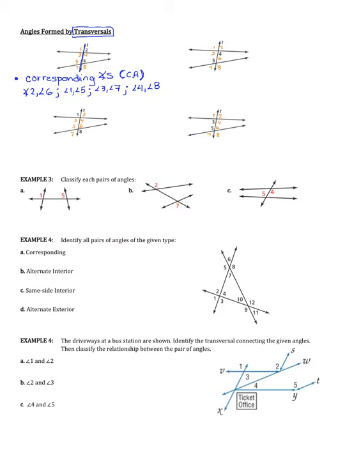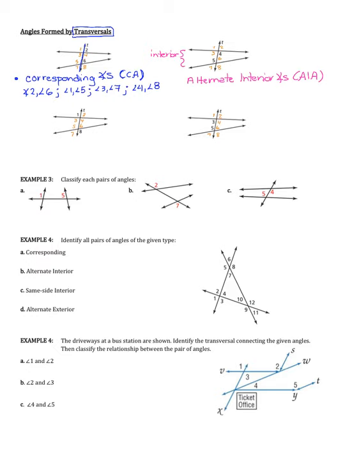Our next type of relationship we're going to look at are called alternate interior angles, and I tend to abbreviate that AIA. And so you have the concept here. If I've got two lines and a transversal going across it, well, between those two lines is what we call the interior. It's between the two lines.